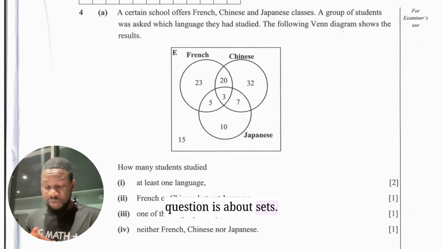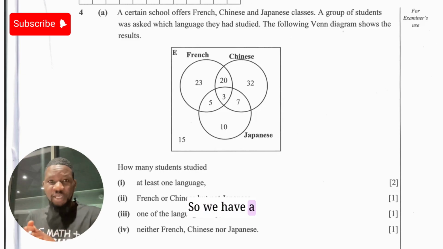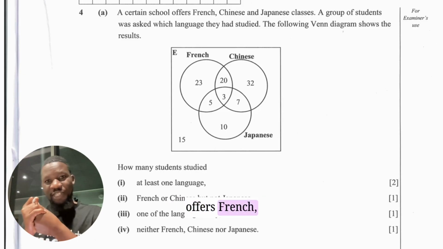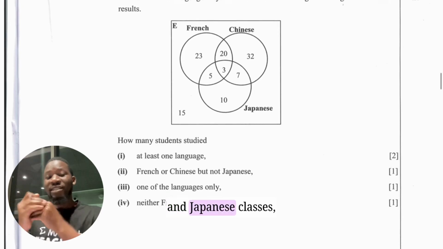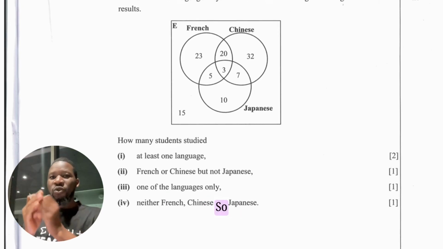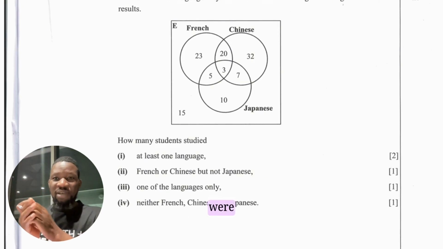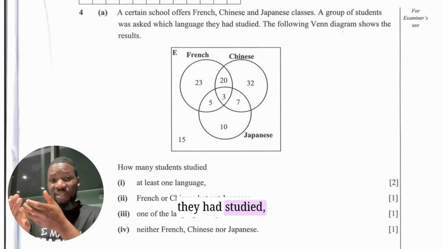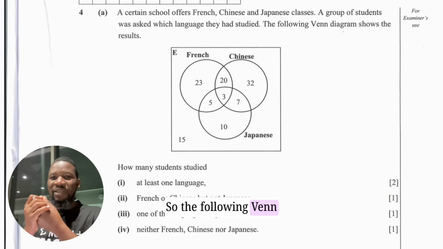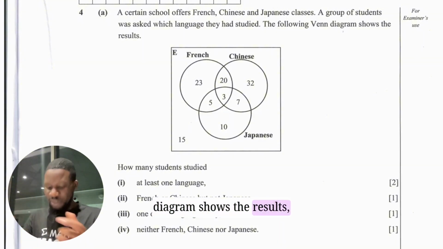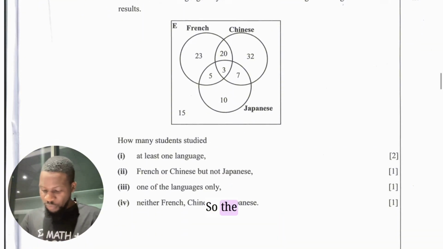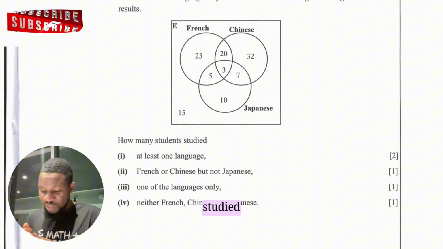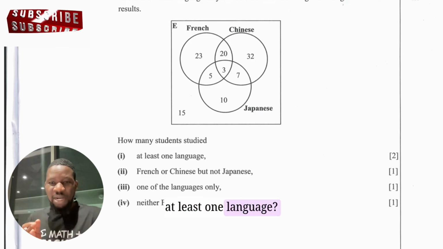This question is about sets. So we have a certain school which offers French, Chinese, and Japanese classes, right? A group of students were asked which language they had studied. The following Venn diagram shows the results. Okay, so the first question says how many students studied at least one language?